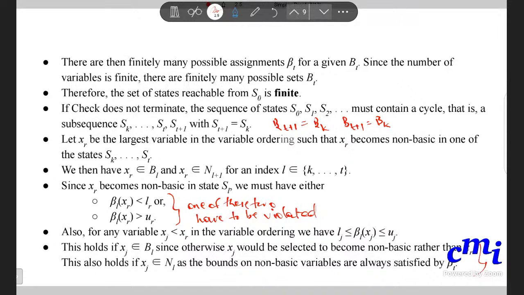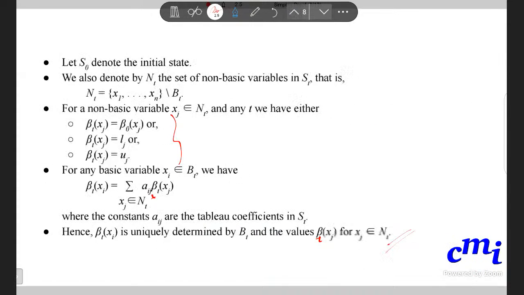Which bullet? No, wait one second. No, go back. The previous slide again. This one. Okay. Yeah. So due to this. Okay. Due to this again.